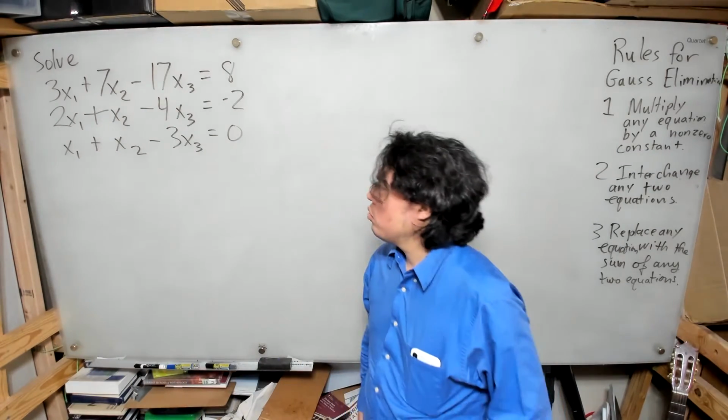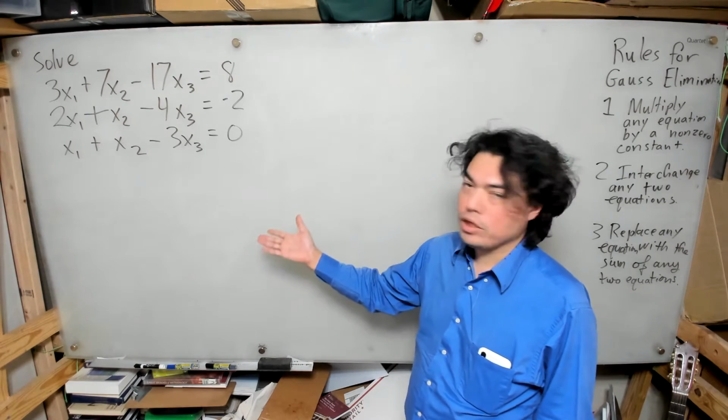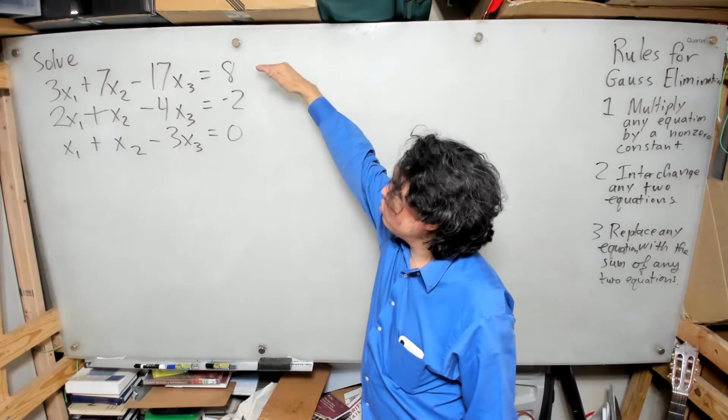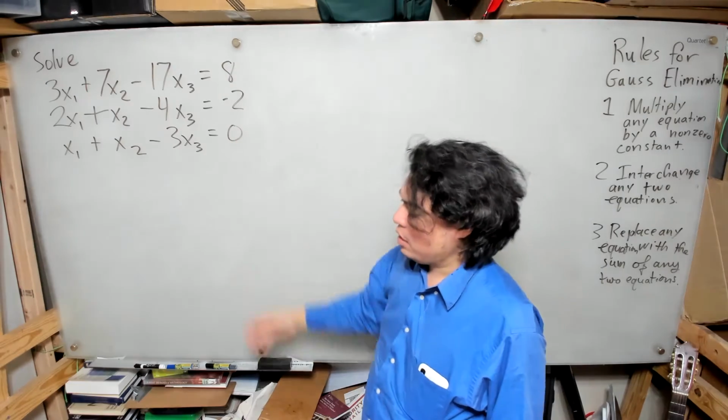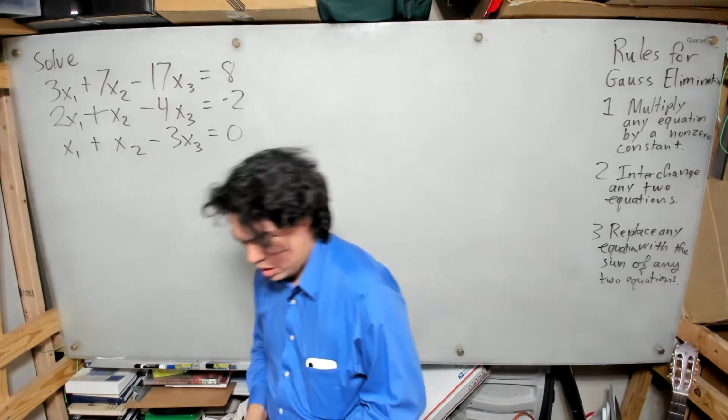So here we're going to solve this problem. This is a system of three equations in three unknowns. The three equations being this one, and this one. And the unknowns being x1, x2, and x3.